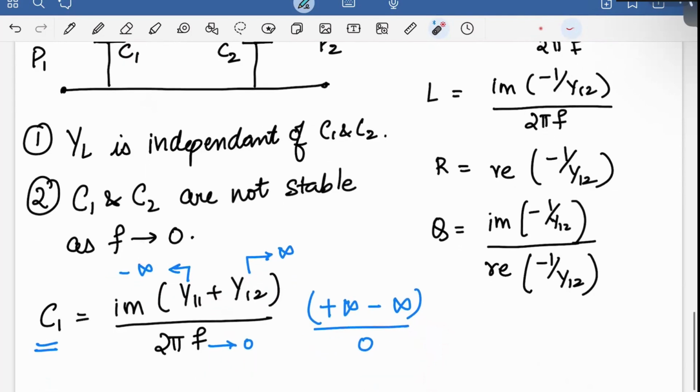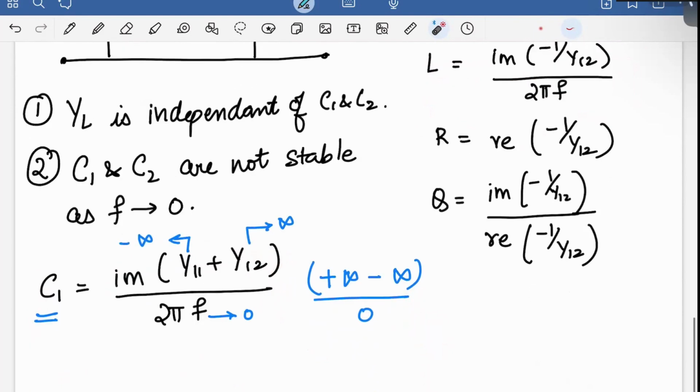That is not the case for L, because for L, when F goes to 0, Y12 goes to infinity, right? And then this whole term goes to 0 directly. There's no plus minus cancellation. And that's why this is a stable expression, right? When F goes to 0, whereas this is not a stable expression.